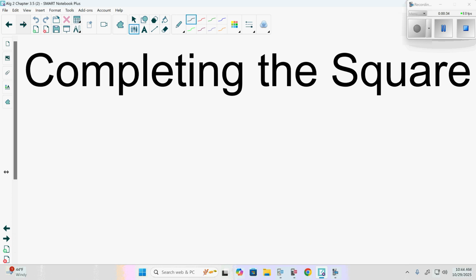So what we're looking at today is completing the square. This completing the square is the first method that we're going to cover that actually works for all quadratic equations.